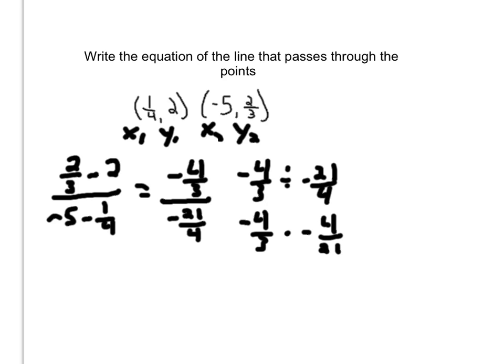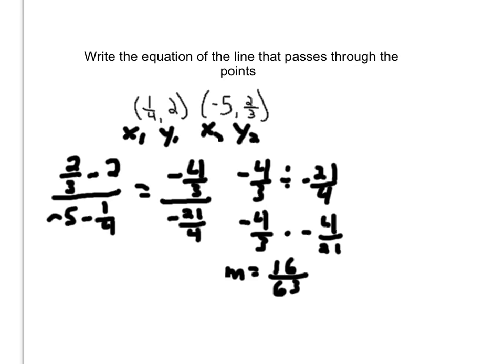Okay, you can tell this one gets kind of messy here. Alright, so my slope, a negative times a negative is a positive, and then I'm going to get m equals 4 times 4 is 16, and 21 times 3 is 63. So I get 16/63 for my m. Looks like a fun number, doesn't it?